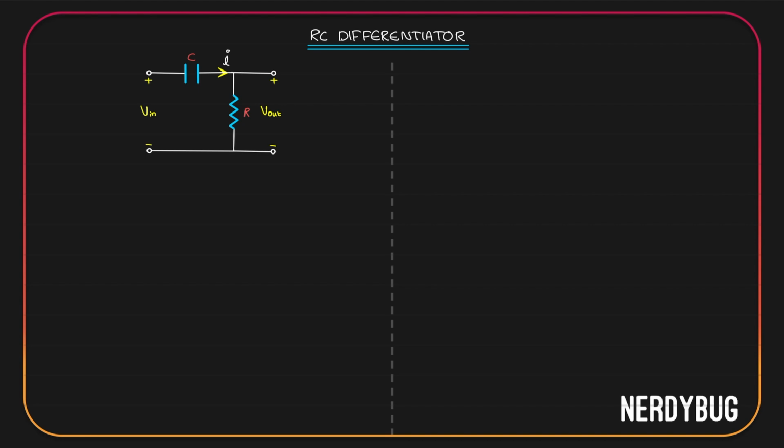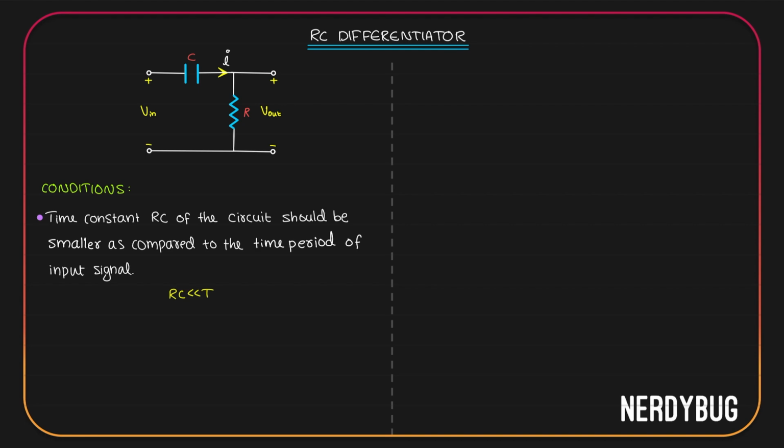First, let's write down the conditions a high-pass filter has to satisfy so that it can work as an RC differentiator. The first condition is that the time constant RC of the circuit should be smaller as compared to the time period of the input signal. RC should be very much less than T, which is the time period of the input signal. We have seen previously that a capacitor requires at least 5 time constants to completely charge and discharge. So if the time constant is smaller, the capacitor will charge and discharge faster, which means the circuit will respond to the input faster. The fast response makes sure that the output closely follows the rate of change of the input.